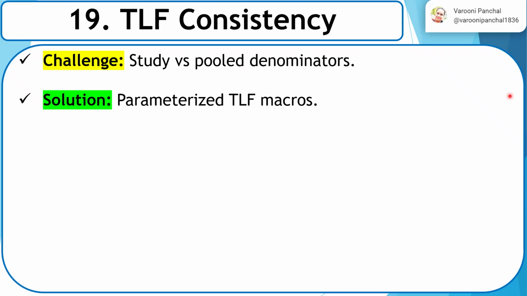So whenever you're bringing all this data into the ISS and ISE studies, you might need to come up with pooled denominators, like a common denominator which is used across all 12 studies, and then you convert it, or keep it, in the ISS and ISE studies. So the solution here is to use parameterized tables, listings and figures macros. You can use nested macros also, so that you have only one definition and your life becomes easy when calculating percentages, or any calculation where you are using the denominators.